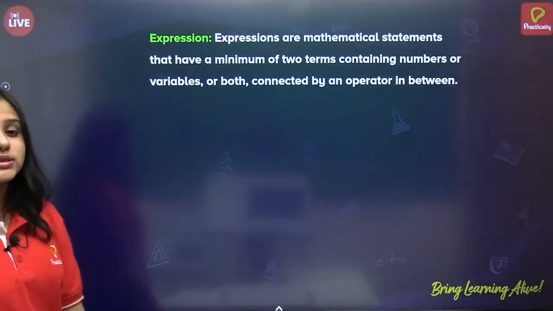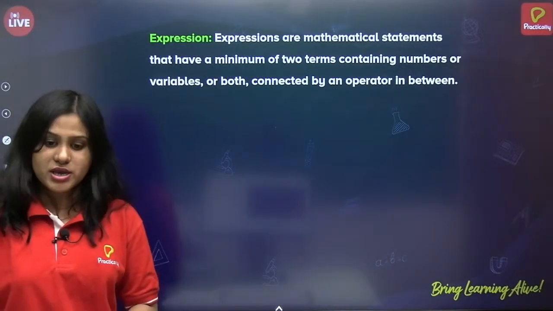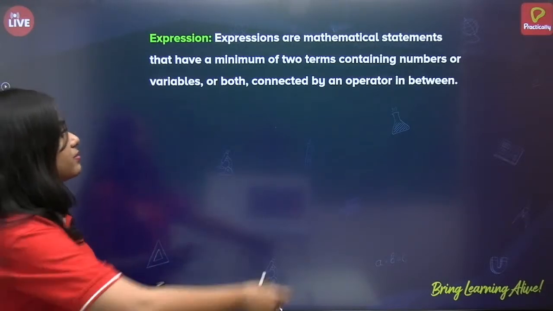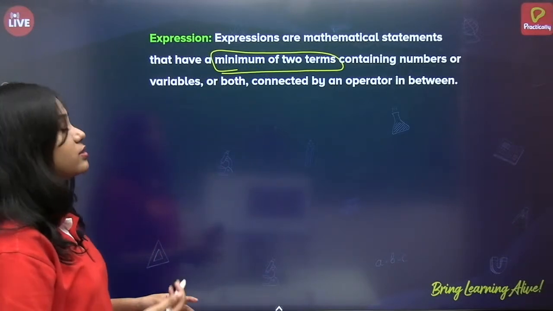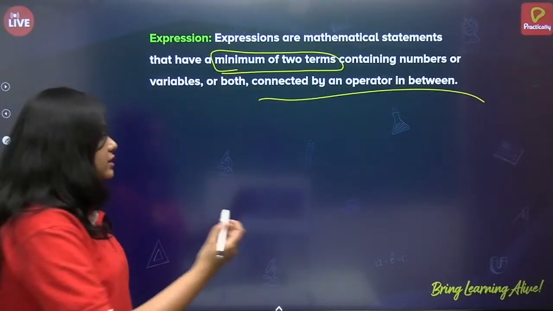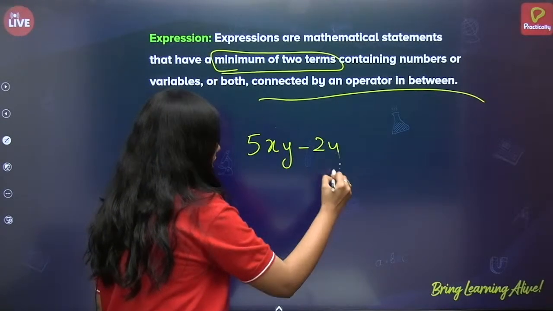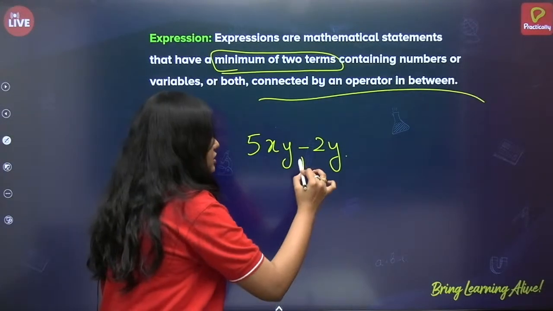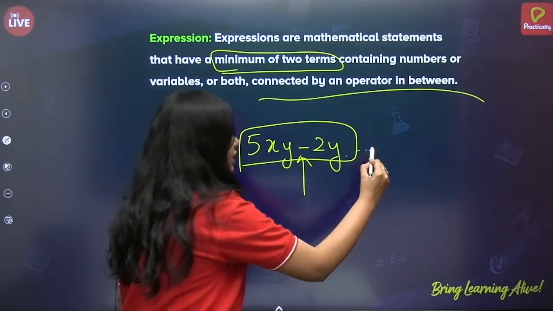Now let us see what is expression. Expressions you already studied in your previous classes. What is an algebraic expression, correct? So we'll just recall it. Expressions are mathematical statements that have a minimum of two terms containing numbers or variables or both connected by an operator in between. Now if I write 5xy minus 2y, these two terms are connected by a mathematical operator, correct? So this is an example of an expression.